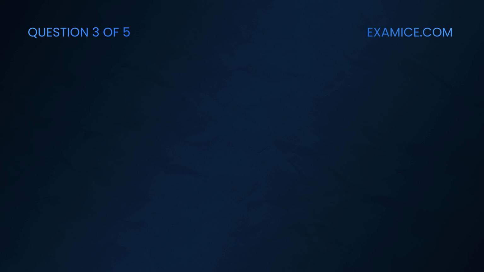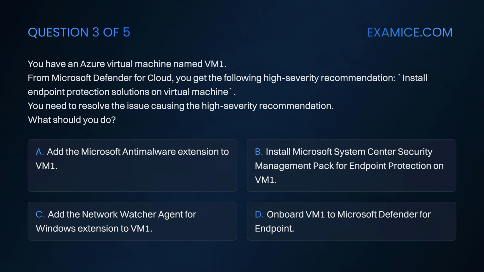Question 3. You have an Azure virtual machine named VM1. From Microsoft Defender for Cloud, you get the following high-severity recommendation: Install endpoint protection solutions on virtual machine. You need to resolve the issue causing the high-severity recommendation. What should you do? Option A, add the Microsoft anti-malware extension to VM1.